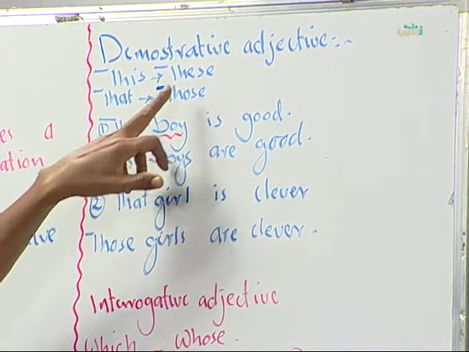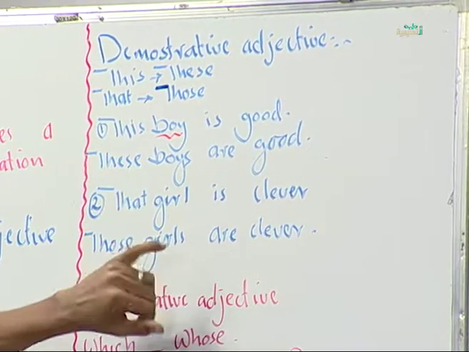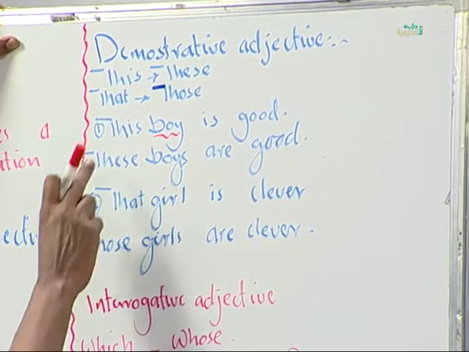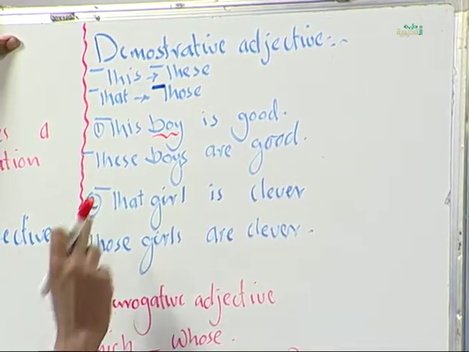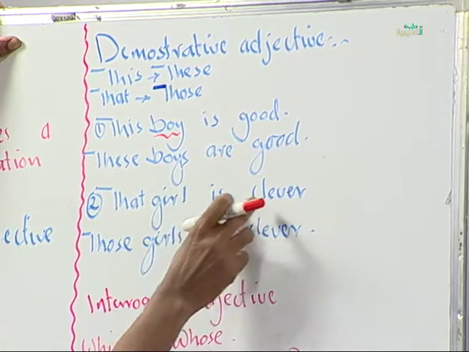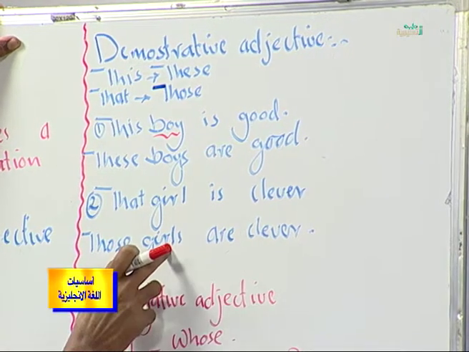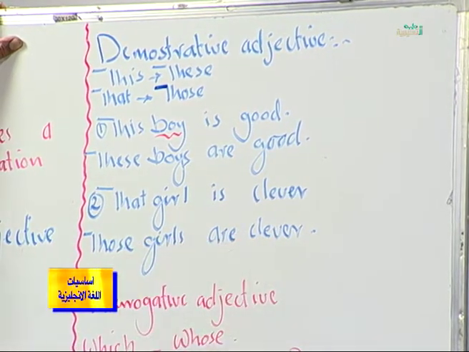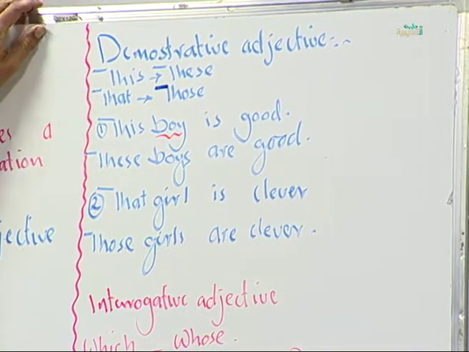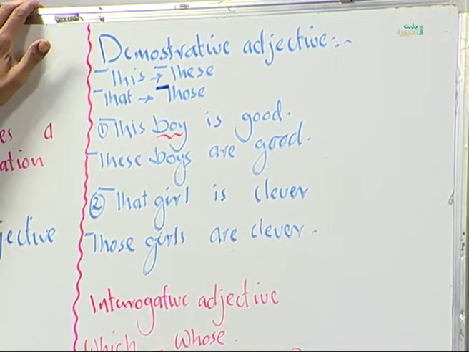But when we use these or those, the helping verb has to be according to what we have here, the plural. And you see in the example, this boy is good. These boys are. That girl is clever. Those girls are clever. See the difference. When we have something like this, you can have some exercise related to this matter.